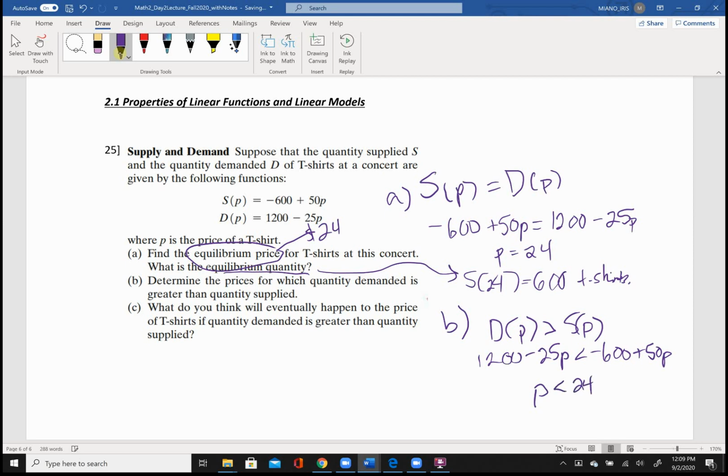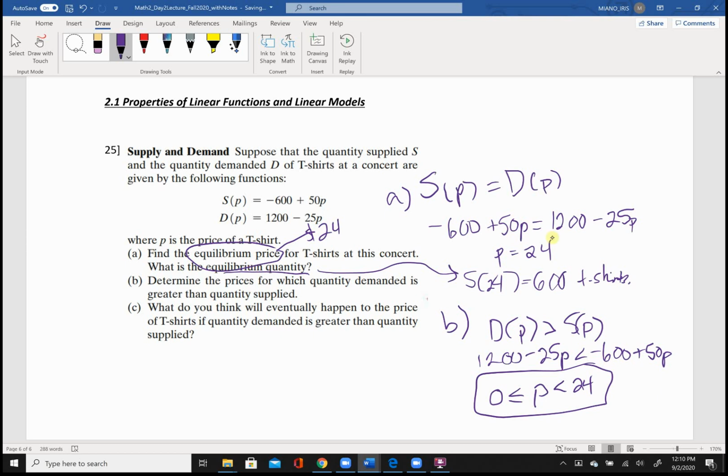That 24 shows up again as we would expect. But you have to keep in mind that, because of the context of the problem, the price cannot be less than 0. It can be equal to 0 technically, although that'd be giving away the t-shirts and that's not very conducive to business, but I guess technically it could be a 0. So this would be the range of prices when quantity demanded is greater than quantity supplied.